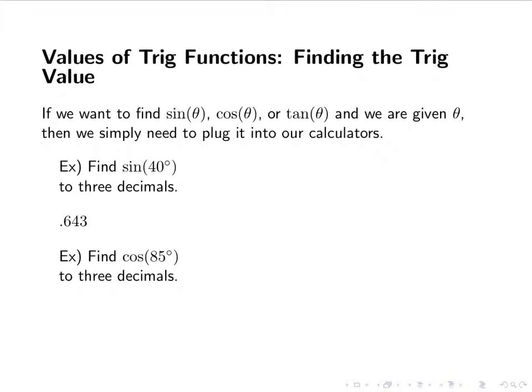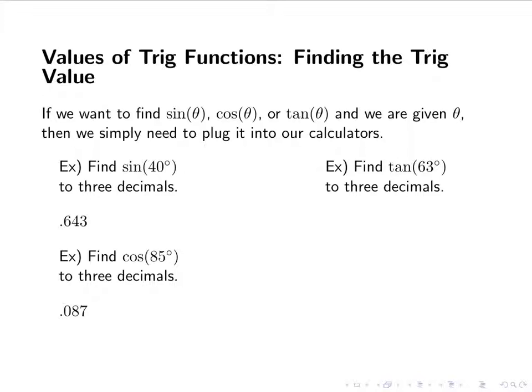How about cosine of 85 degrees? So again, we just have to plug in either cosine and then 85, or 85 and then cosine, and you should be getting 0.087. So if you've tried it and you didn't get 0.643 or 0.087, you're probably in radian mode, so check the mode that your calculator is in and make sure that it's in degrees.